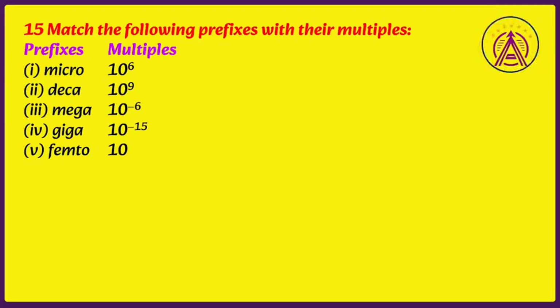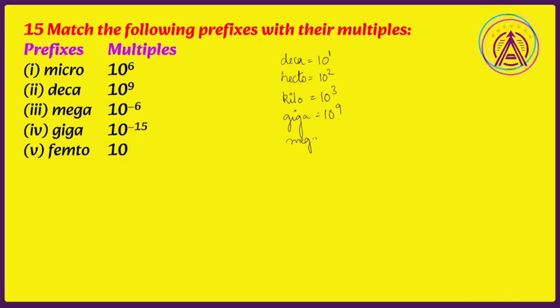Okay. Deca, which refers to 10 to the power 1 or 10. Then we have hecta, which refers to 10 to the power 2. Kilo, kilogram, kilometer. So it is basically 10 to the power 3, 1000 times a meter, 1000 times a gram. Giga, which is 10 to the power 9. You have mega, which is 10 to the power 6.